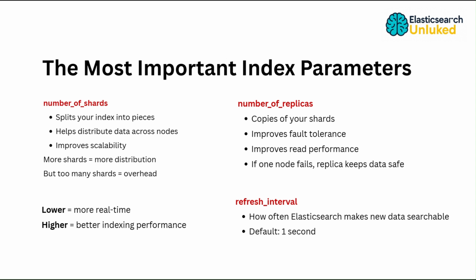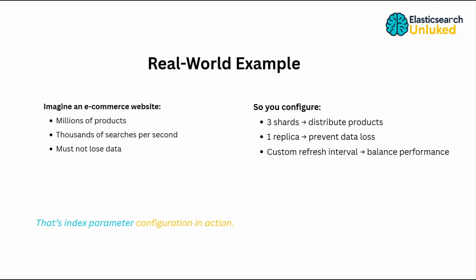We have the number of replicas, which helps to create copies of our shards, improve fault tolerance, and improve read performance. So why do we even need index parameters at all, and how does it relate to a real-world scenario in system development?